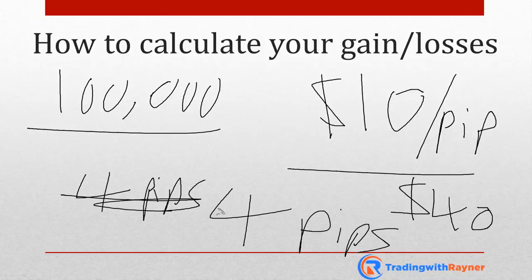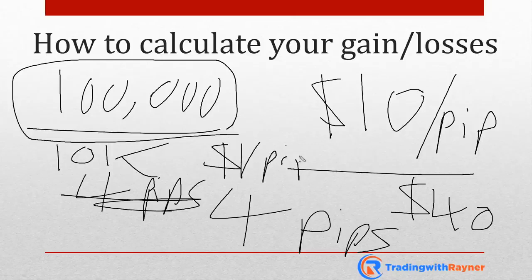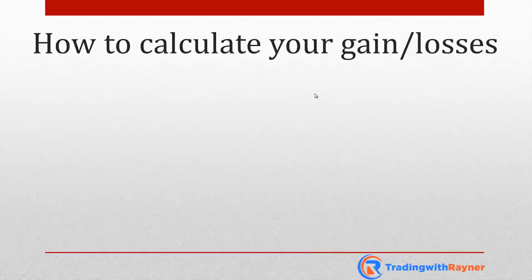You take the number of pips that you have earned or lost, and multiply by how many dollars per pip you're trading. This value depends on your Forex lot size. If you're trading, let's say, 10,000 units, it will be about $1 per pip. So this is how you calculate your gains and loss in Forex.